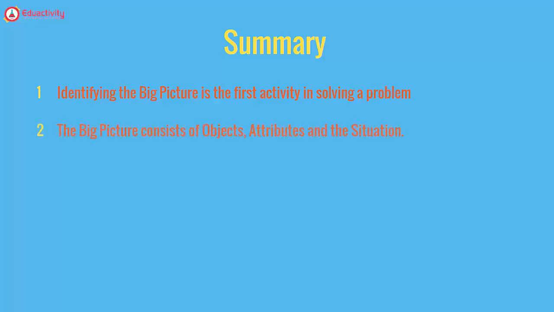In this lesson, we learned how to identify the big picture in the problem. The key points are: 1. Identifying the big picture is the first thing we do when we approach any word problem. 2. It consists of identifying the objects and attributes and specifying the situation. The big picture is qualitative and doesn't contain any numbers. Later on in this course, we will see how to identify the big picture in many kinds of problems.